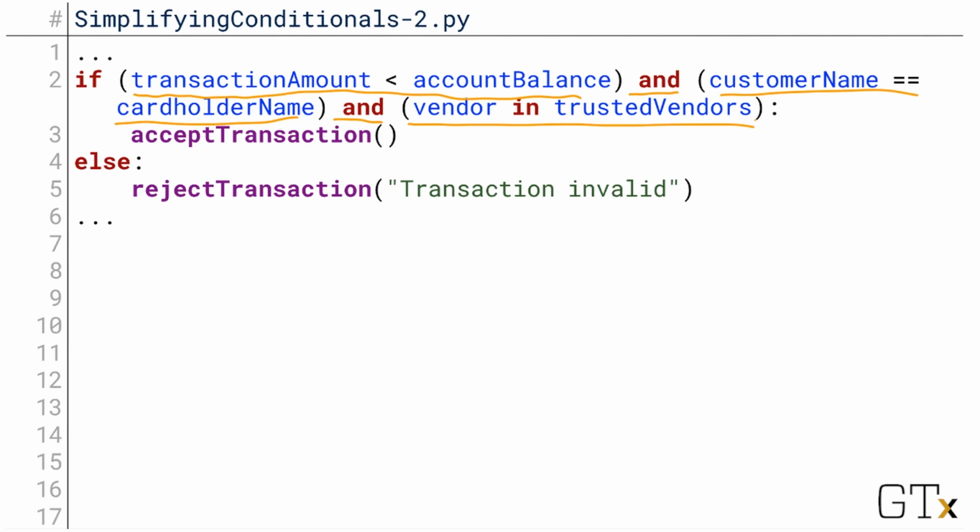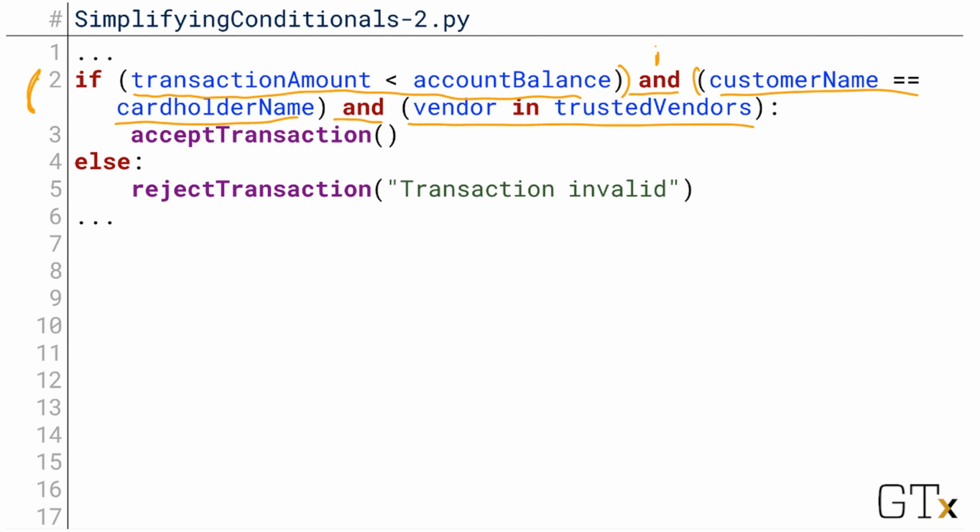However, there is a trade-off here. Actually, there's a couple of them. First, we notice that with this line being so long, it's much harder to read. Even if I didn't have to break it up into two lines, chaining together all these different parentheses and all these different AND operators makes it a little bit harder to interpret.